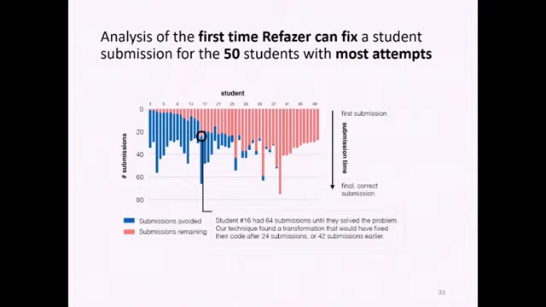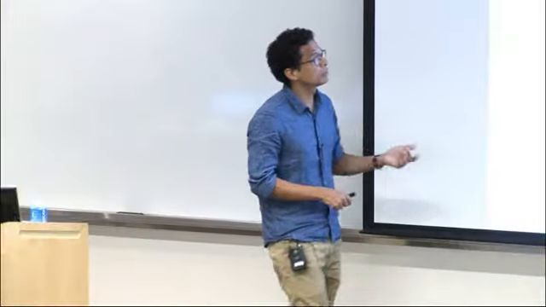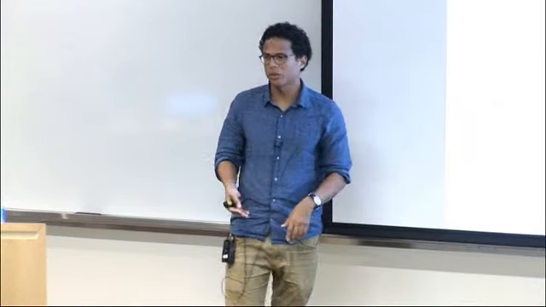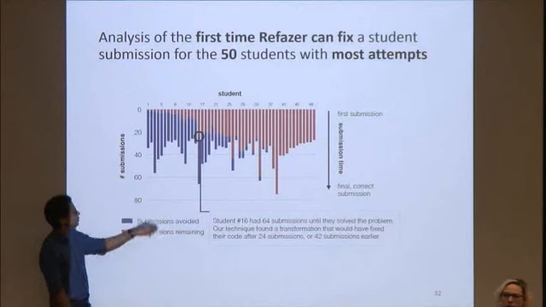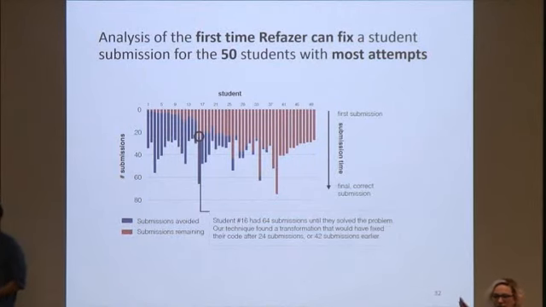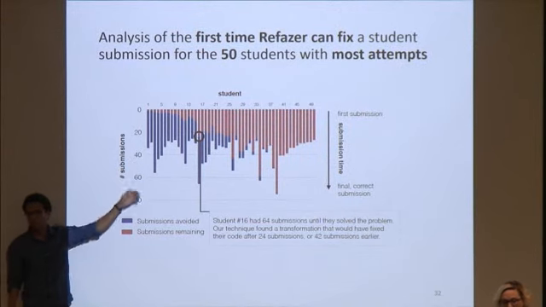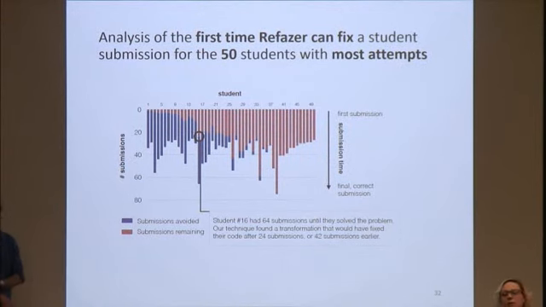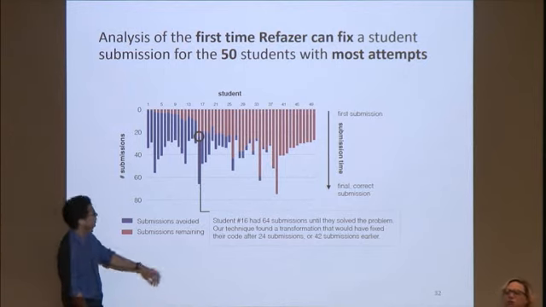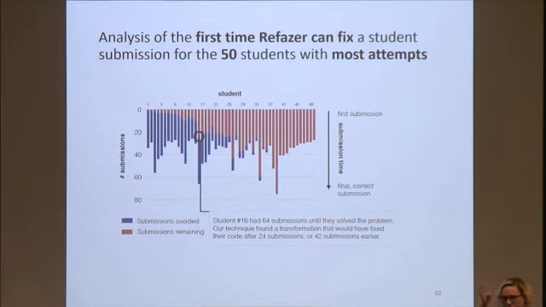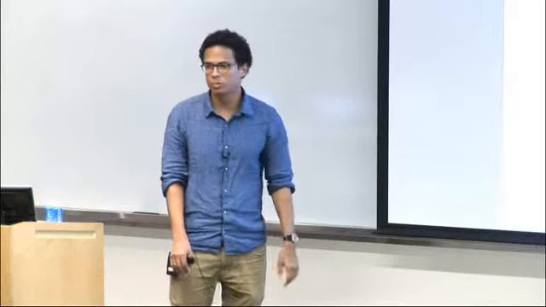So this is another analysis of the most difficult homeworks. We got the 50 students with the most attempts. There were students that took more than 60 submissions to finish the homework. And sometimes we can find fixes very early in the process, so we may help the student much earlier. In this case, for instance, at submission 24, we would be able to generate a fix, which could avoid another 40 submissions of the student.